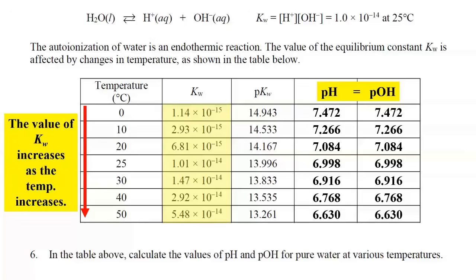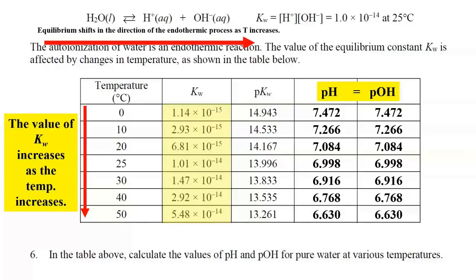When you were studying Unit 7, Equilibrium, especially Le Châtelier's principle and the temperature dependence of the equilibrium constant, you observed that when you increase the temperature of a system, the equilibrium will shift in the direction of the endothermic process. So because the autoionization of water happens to be an endothermic reaction, that means that at a higher temperature, it's going to lead to a greater production of these aqueous ions.